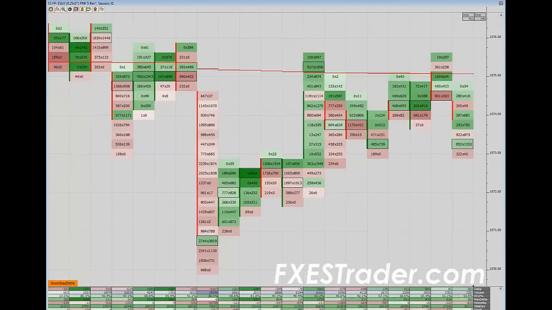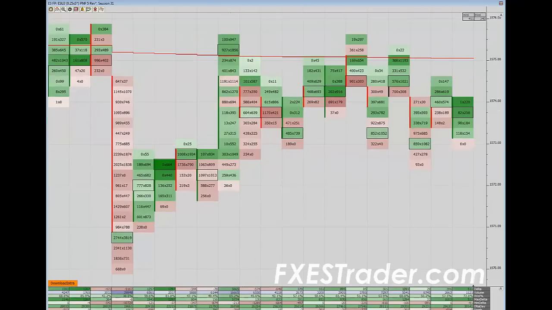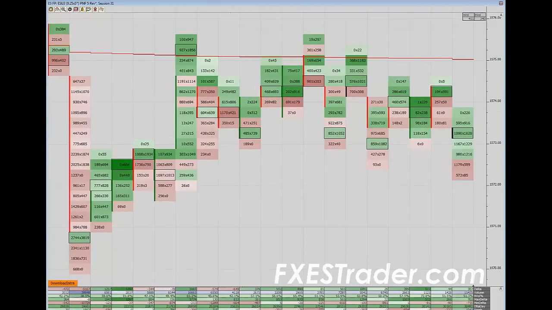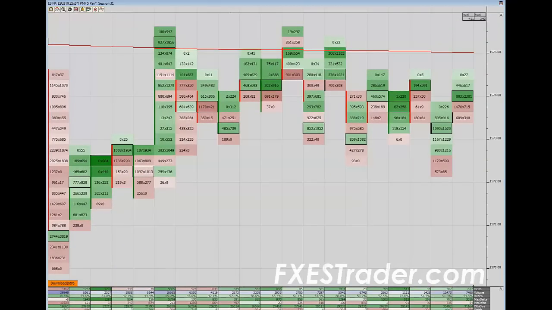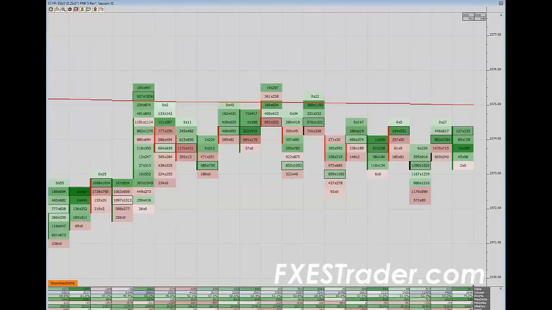Here we are back up again, testing the 1576 level. Nothing as far as size going off on either the offer or the bid, and really just a lot of chop. The first really good trade was your first short of the day.